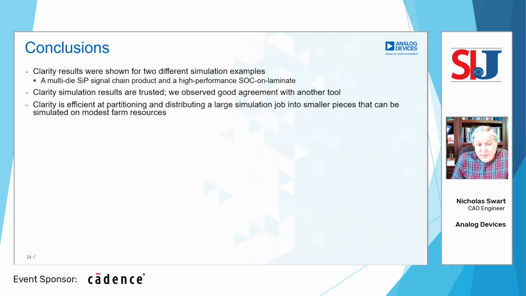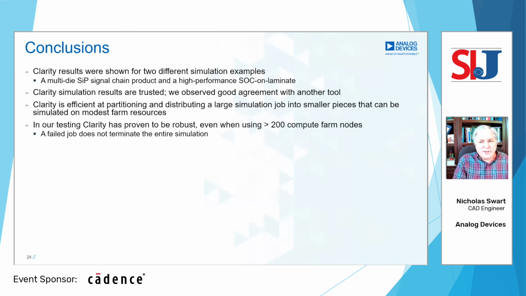As I hope I've shown you, Clarity is very efficient at partitioning large problems into smaller pieces and using modest farm resources to simulate those smaller pieces. This is a point I want to really stress, is the robustness of Clarity. If jobs die for some reason, Clarity keeps going. This is very important if you're trying to do a job over a large number of compute farm nodes.